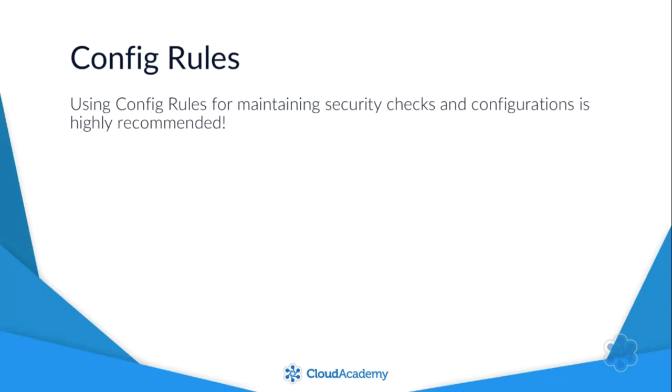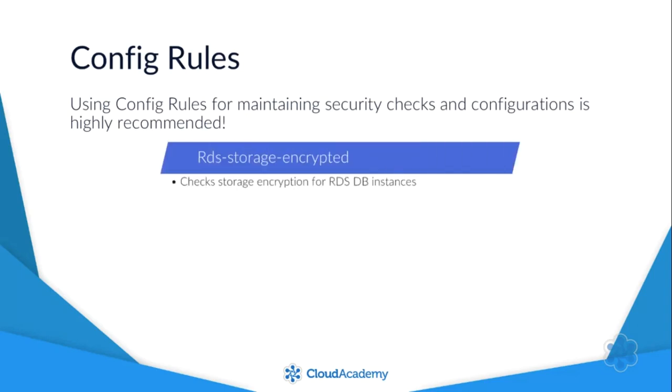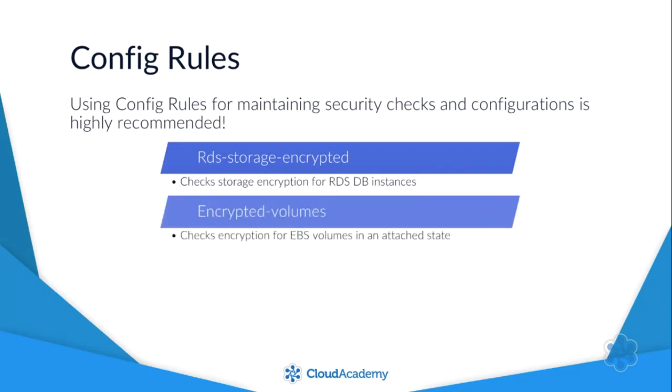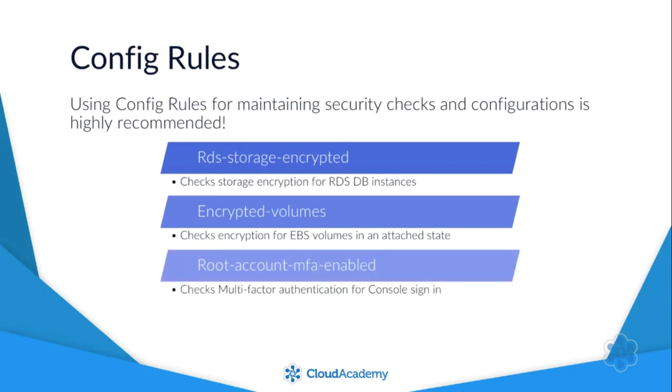AWS have a number of predefined rules that fall under the security umbrella that are ready to use. For example, RDS storage encrypted. This checks whether storage encryption is activated by your RDS database instances. Encrypted volumes. This checks to see if any EBS volumes that are in attached state are encrypted. Optionally, you can specify the ID of a KMS key to use to encrypt the volume. Root account MFA enabled. This checks whether your root account of your AWS account requires multi-factor authentication for console sign-in.